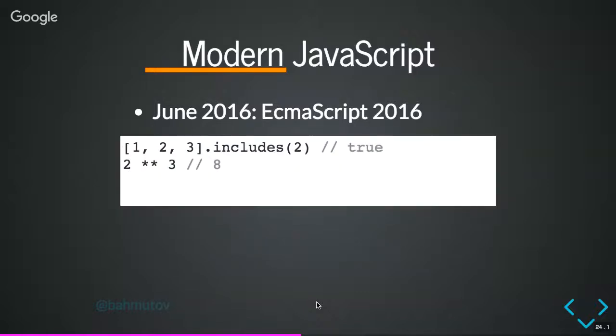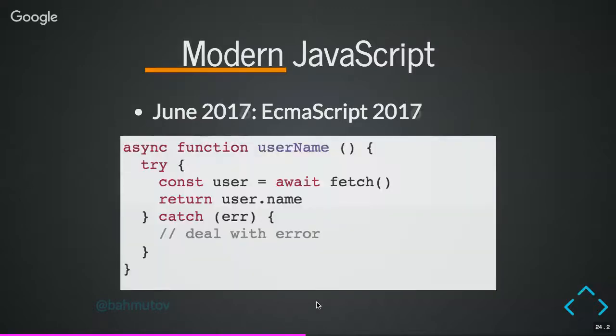But a year later, there was another standard, another version, and we call it 2016, but it only had 2 features. So there was a huge upgrade a year earlier, and now just 2 features in 2016, like includes in arrays and exponents. I mean, come on, right? That's so important, it has to be. Last year a big feature came out, async await, and a couple of smaller ones.